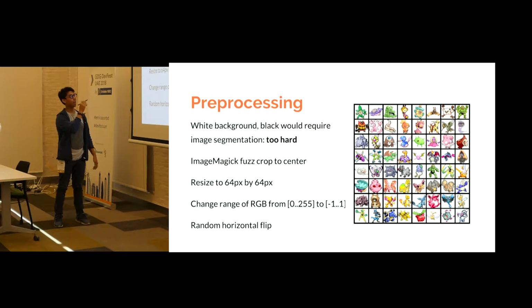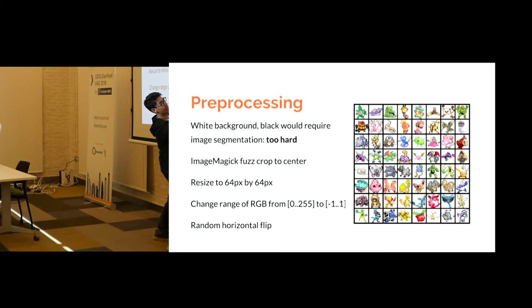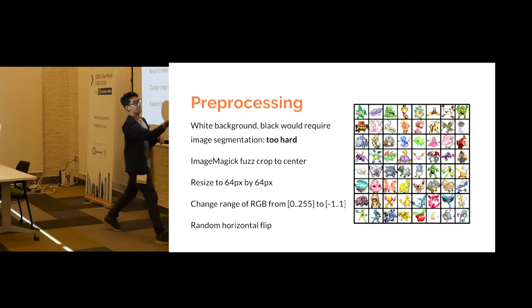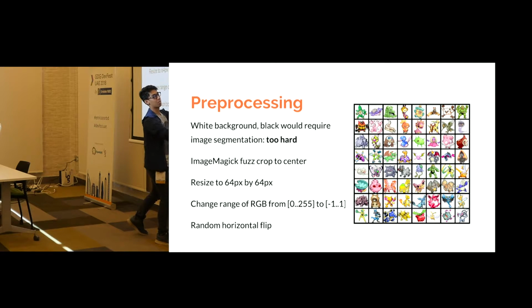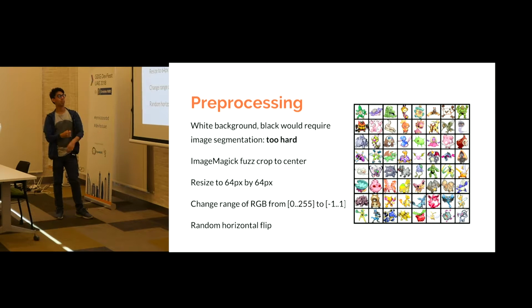So I fuzz crop to center. These images sometimes were very big with the Pokemon in the middle, so I had to crop that. I use a fuzz crop, which just fuzzily finds edges and crops to that bounding box. And then I resize it to 64 by 64 pixels because I have a 1050 Ti, which is 4 gigabytes of memory, not a lot in my lab. So I have to work with limited memory, so small image sizes were the go-to.